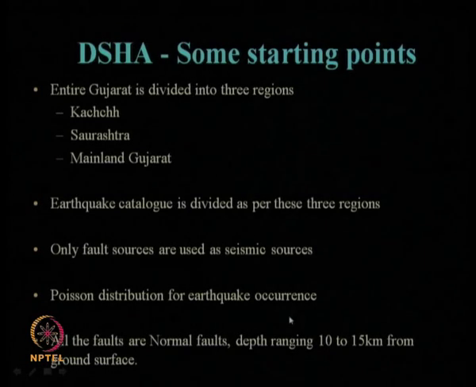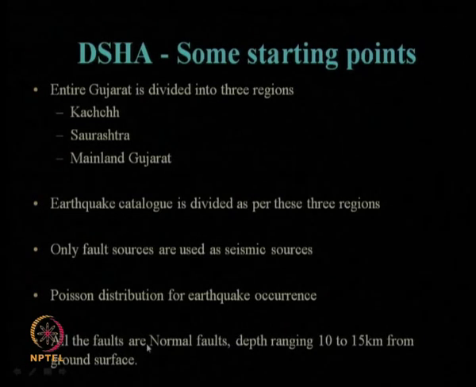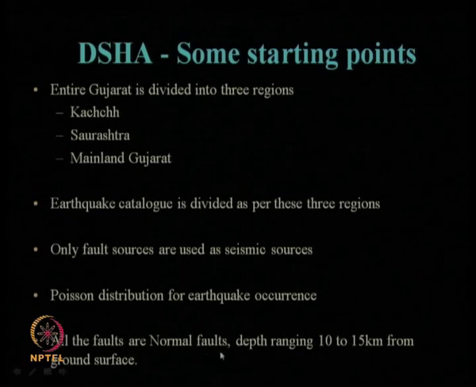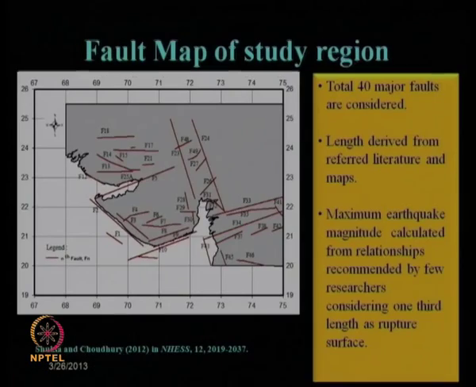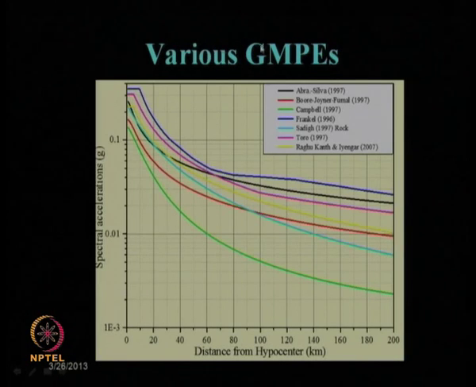Poisson's distribution for earthquake occurrence was taken care of, and one assumption has been made in the study that all faults are normal faults with depth ranging between 10 to 15 kilometers from the ground surface, that is typically shallow earthquake events. This is the fault map of the entire Gujarat region, and there are several faults, but only 40 major faults were considered in this analysis, and their length etcetera were obtained from the referred literature. Then a total of 7 ground motion prediction equations were used in this study, starting from Abrahamson and Silva 1997, Boore et al 1997 to the Raghukanth and Iyengar 2007 GMPE, which is for peninsular India.